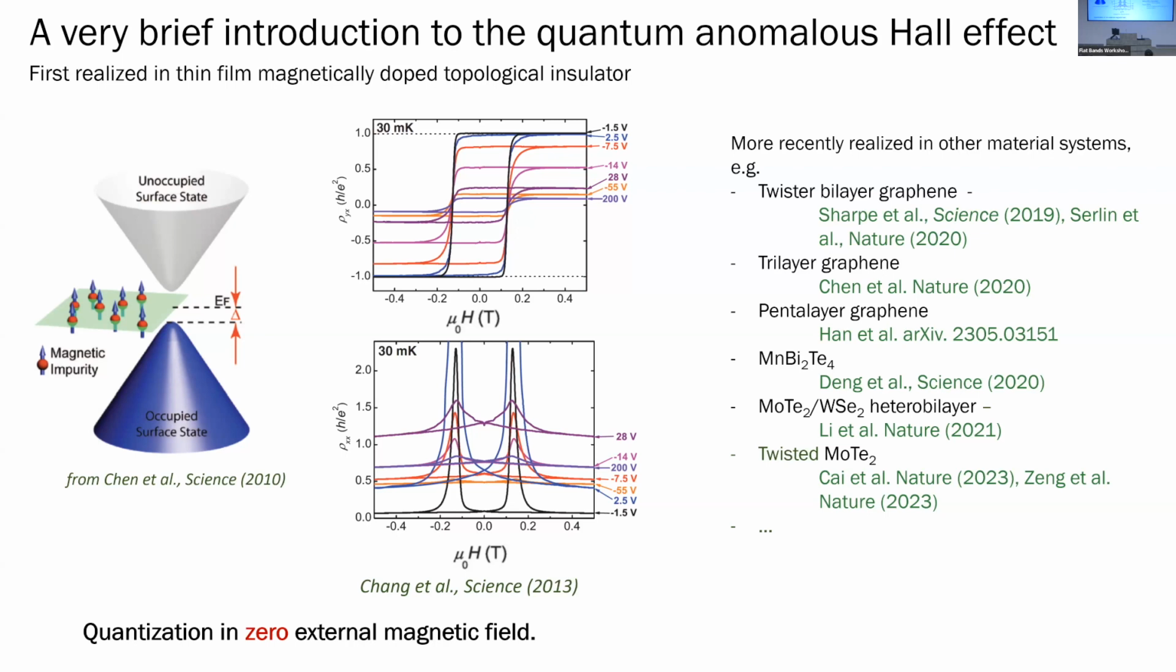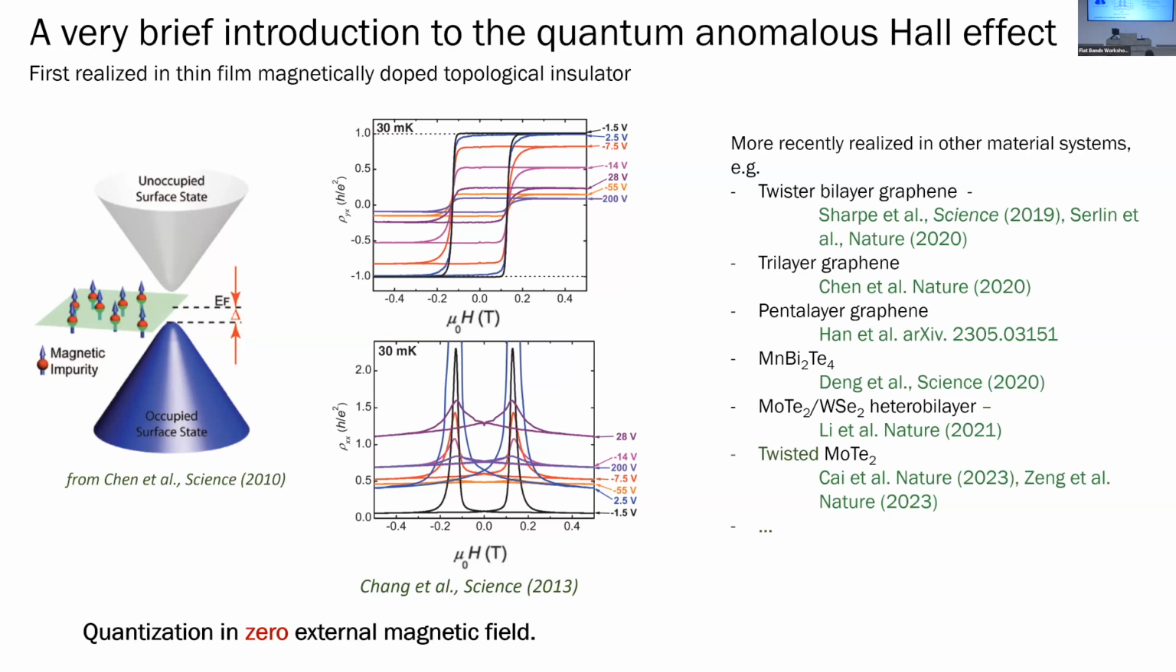And this is realized in this sample, there's electrostatic gating, and at minus 1.5 volts, sure enough, you're in the quantum anomalous Hall regime. And of course, the quantum anomalous Hall effect at this point has been realized in many other material systems, and I can't even keep track.